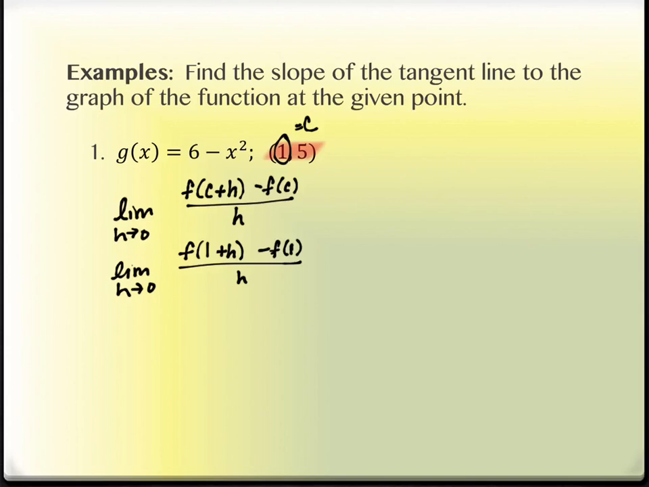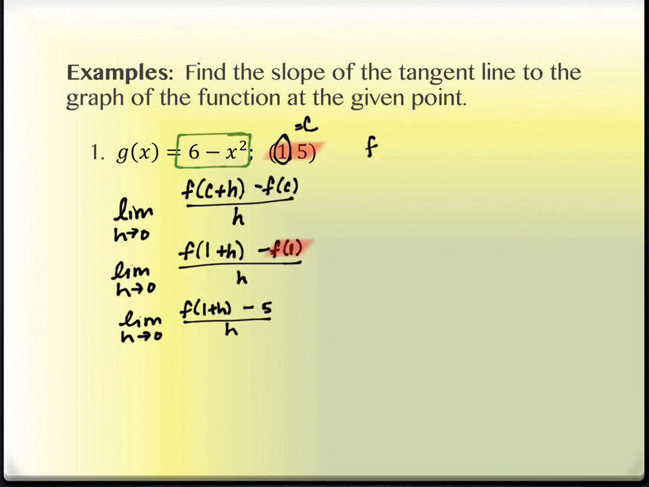Well, f of 1 means the y value at 1, and I know that. The y value at 1 is 5. Okay, is that okay so far? We're just putting in the 1 and the 5 in the locations where they apply. But we need to figure out what is f of 1 plus h. Well, that goes back to the equation that we were given. The equation we were given is 6 minus x squared.